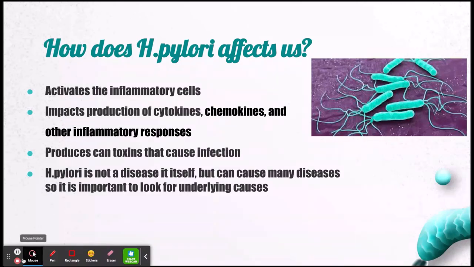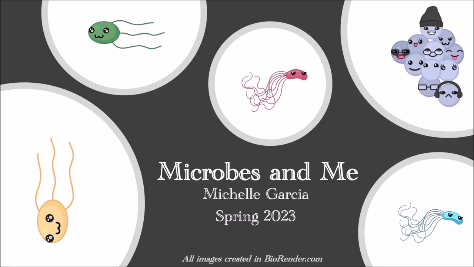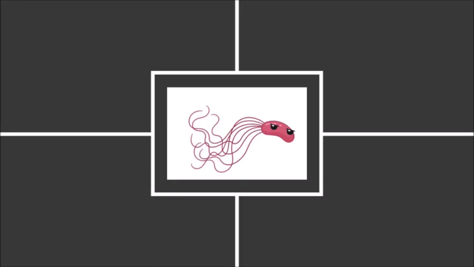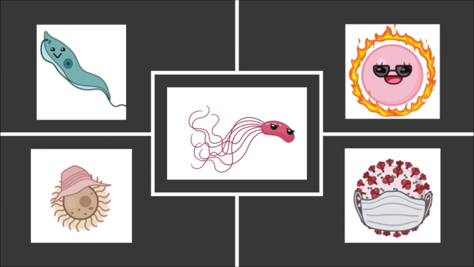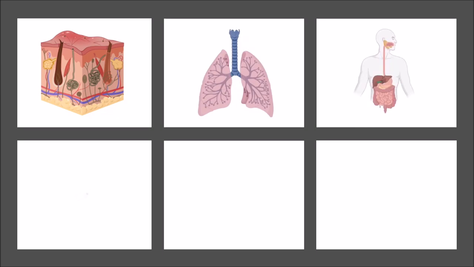Hello everyone, welcome to this video on microbes and meat, where we will be discussing the human microbiome, defined as the collection of symbiotic organisms that inhabit the human body. These organisms can include bacteria, archaea, fungi, viruses, and protozoa. They inhabit anatomical sites such as the skin, respiratory system, GI tract, mammary gland, urogenital tract, and mucosa.